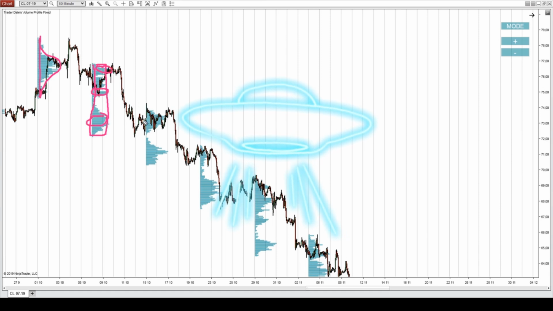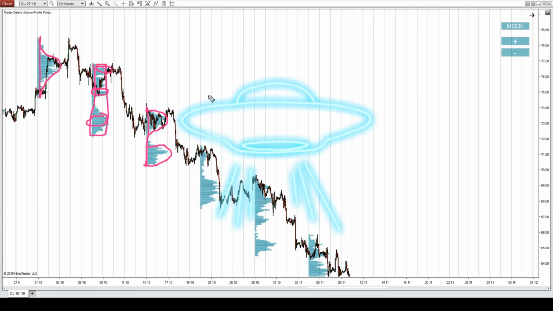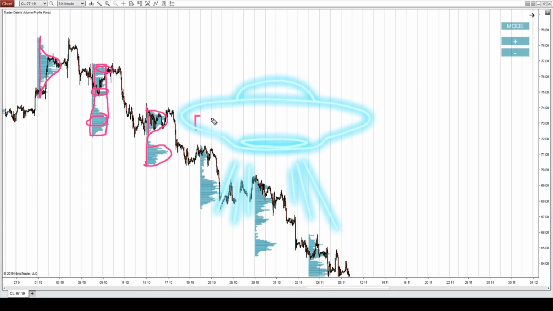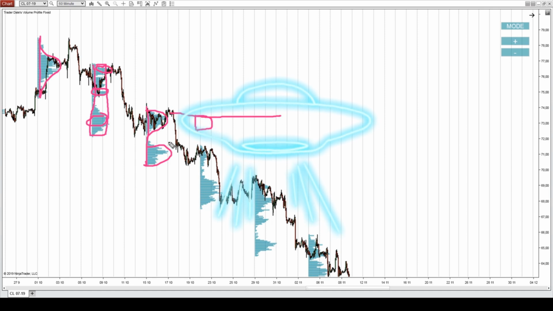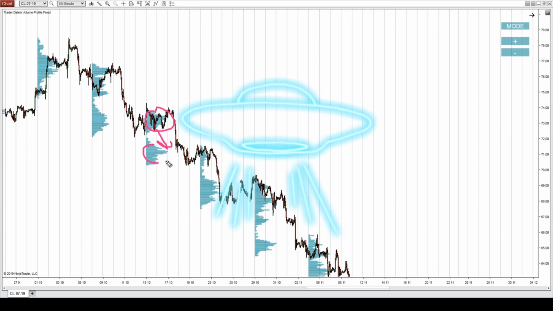Alright, the next thing that happens is a sort of double distribution. In this case, it doesn't really say anything because it's not followed by a D-shaped profile. If it was, then it would be a sign of rotation, but it isn't, which means that the volumes are shifting downwards from this place to this place, a sign of sellers.